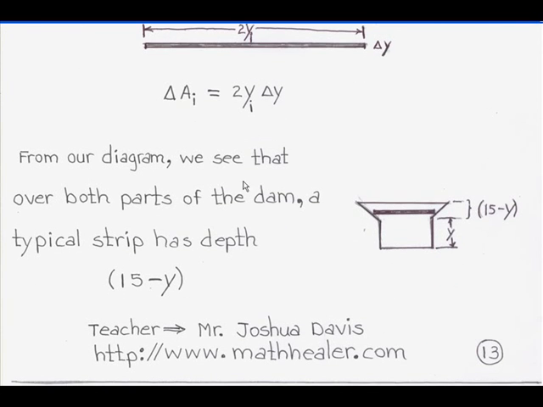From our diagram, we see that over both parts of the dam, a typical strip has a depth of 15 minus y. So from y equals 10 to 15, the typical strip within that interval has a depth of 15 minus y.